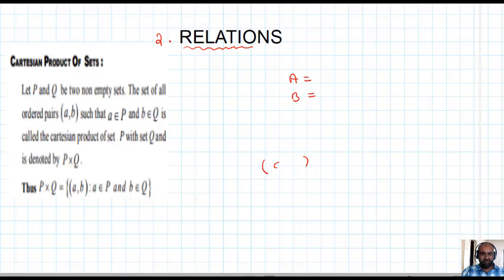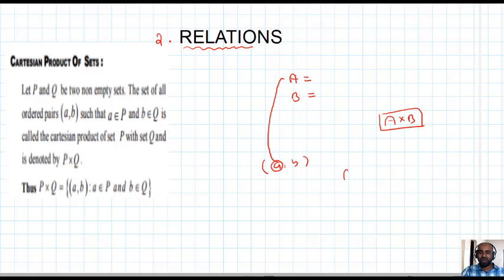Say we want to create an ordered pair (a, b), so that this a belongs to set A, and this element b belongs to set B. Such a set of ordered pairs is called the Cartesian product of A and B, symbolically written with this symbol, and we read it as A cross B, not A into B.